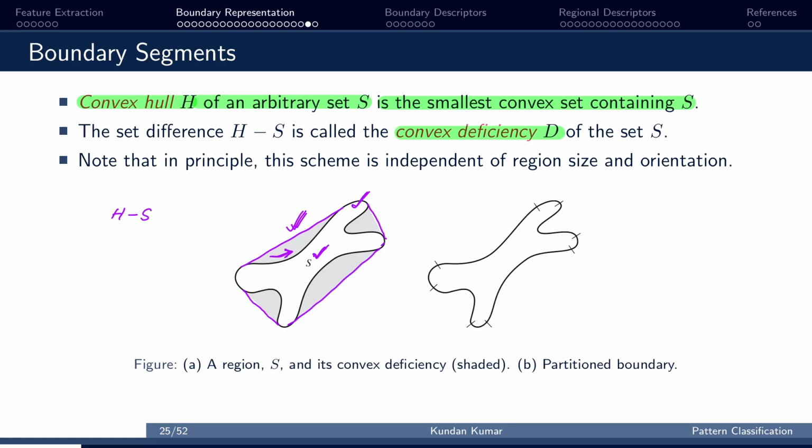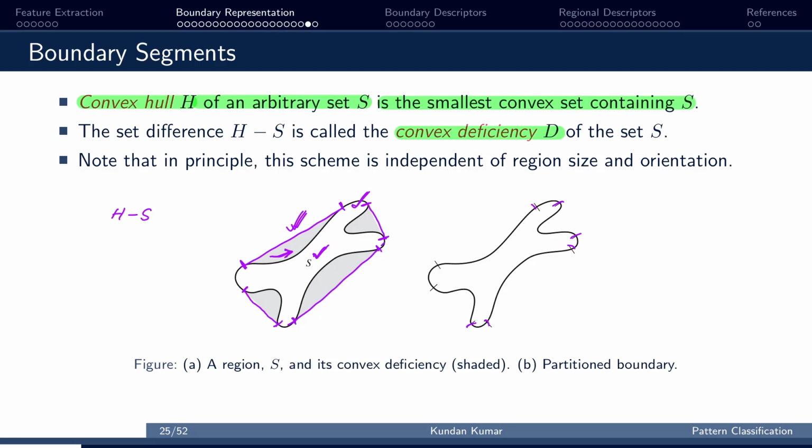Wherever it touches, where it is tangent, those points will be considered as the critical points on the boundary, and that will divide our boundary into boundary segments. So we can say that it divides our boundary into boundary segments.